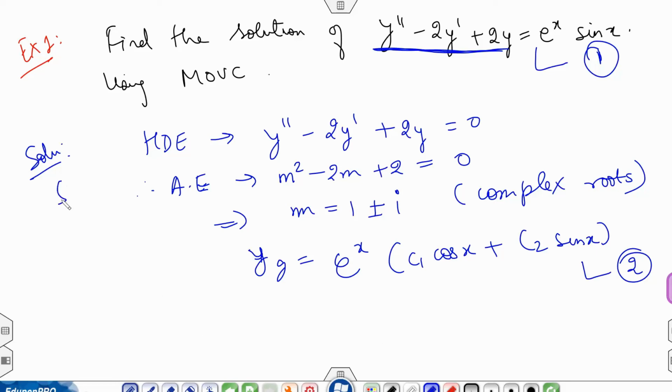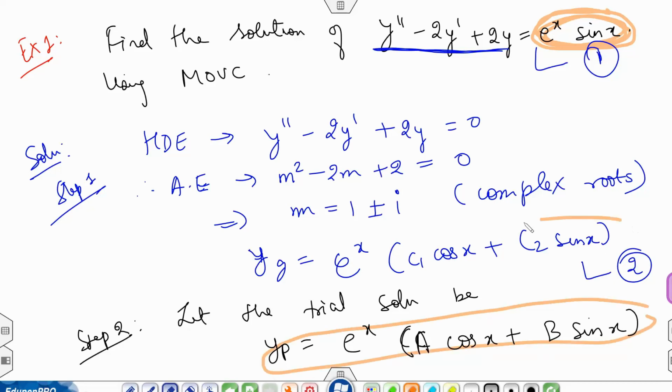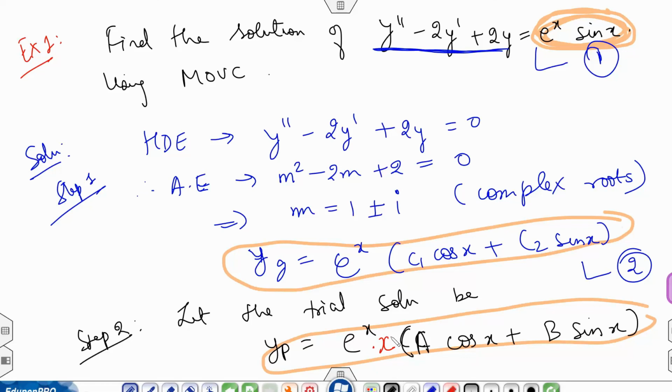Now this was our step 1, and step 2 will be finding the particular solution. For the particular solution, you need to look at this R(x). Now let the trial solution be yp = e^x (a cos x + b sin x). This will be your default trial solution. Now you can see that you can obtain this particular solution from the yg. So now you need to multiply this trial solution with x. Your trial solution will be this.